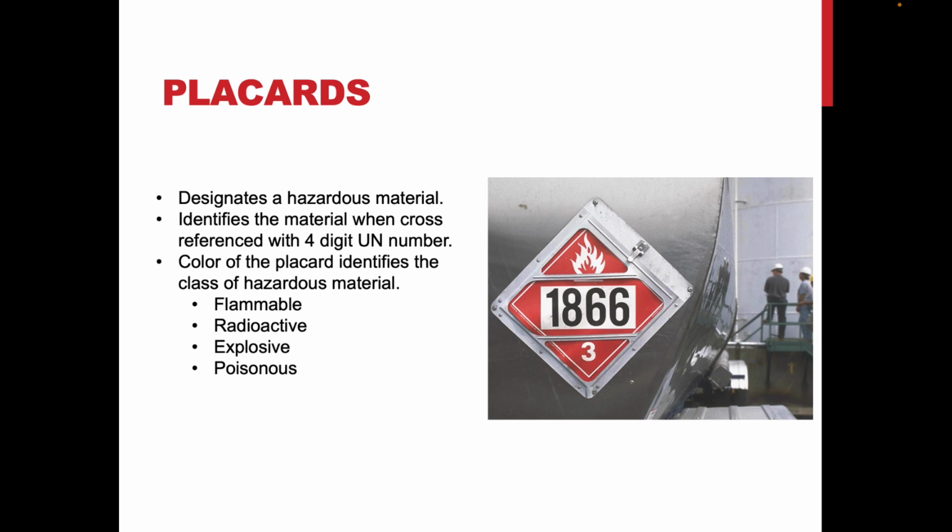Placards are one way that we can identify what chemicals a tanker truck is carrying, and it designates a hazardous material. The 4-digit number that's there is able to be looked up in multiple different references that we're going to talk about here shortly. And the color of the placard identifies the class of the hazardous material, whether that's flammable, radioactive, explosive, or poisonous.